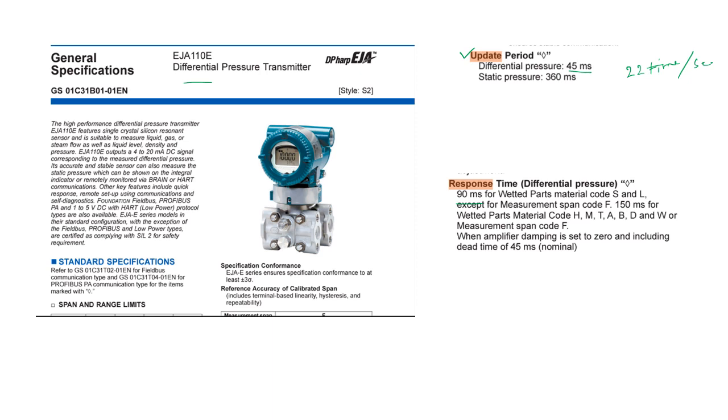So response time, update rate, accuracy and repeatability are the important parameters when you are choosing the DP transmitter for anti-surge detection system. This is all about the API 670 guidelines on the response time of DP transmitter for the anti-surge detection system.